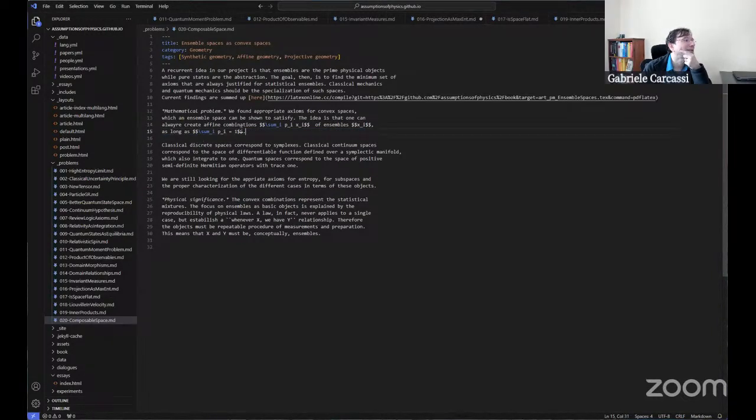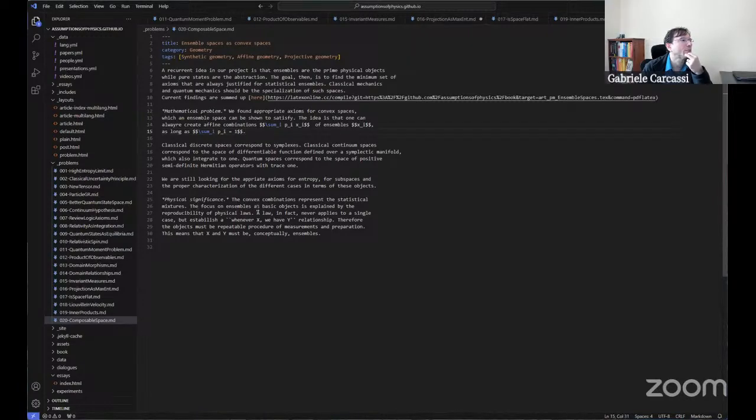Classically, discrete spaces correspond to simplexes. Classical continuous spaces correspond to the space of differentiable functions defined over a symplectic manifold, which also integrate to 1. Quantum spaces correspond to the space of positive semi-definite Hermitian operators with trace 1. We're still looking for the appropriate axioms for entropy, for subspacing, and the other characterizations. Yes, we're going to look at all of this. The convex combination represents the statistical mixtures.